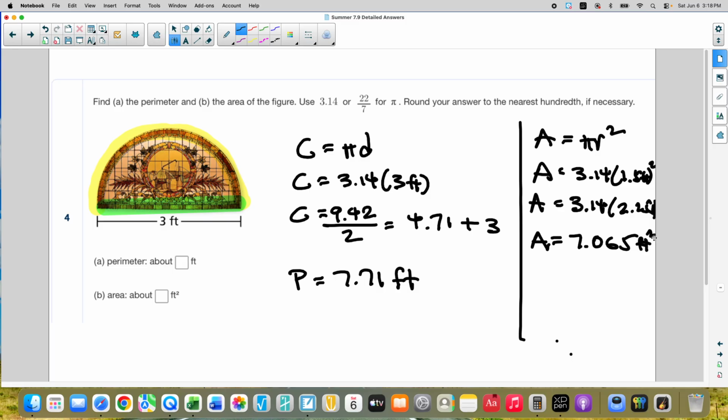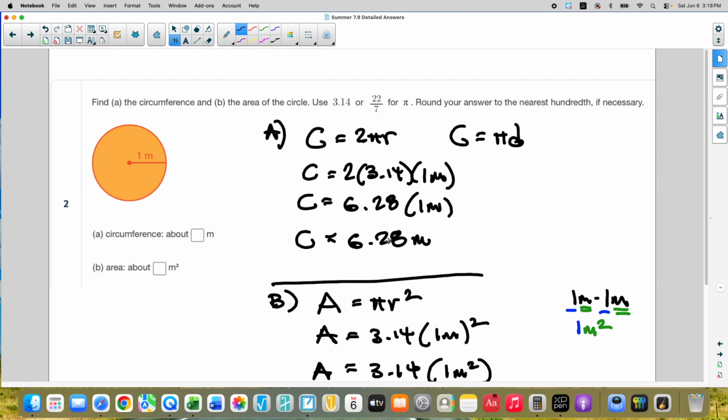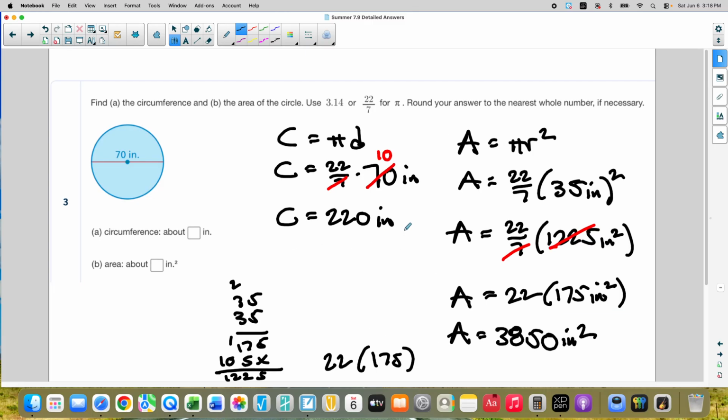Now that is a full circle, so we need half of that circle. So the area is going to be half of that. So my area of the half circle is going to be 3.5325. And I think it says, oh yeah, I didn't see the part about rounding my answers. To the nearest hundredth, that's to the hundredth. We're okay with that.